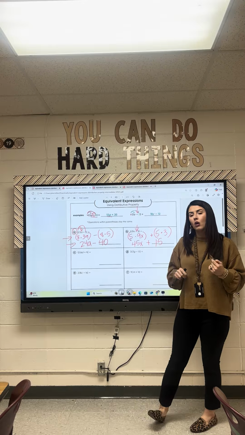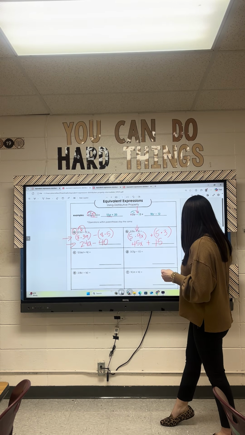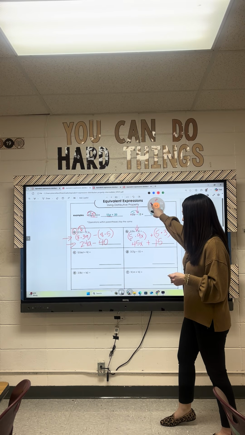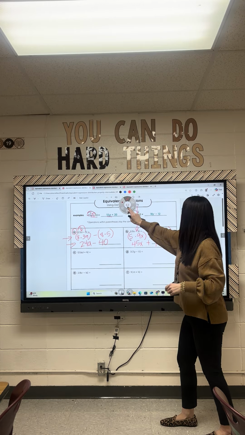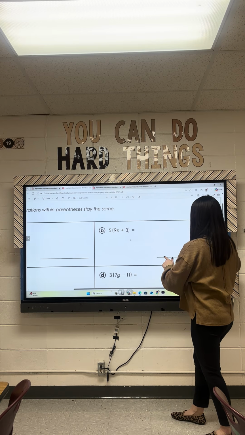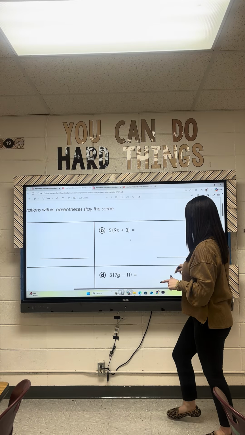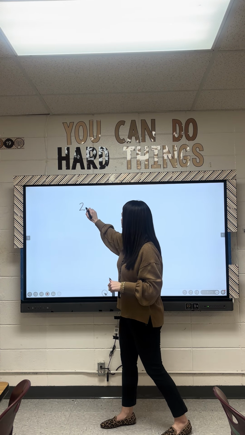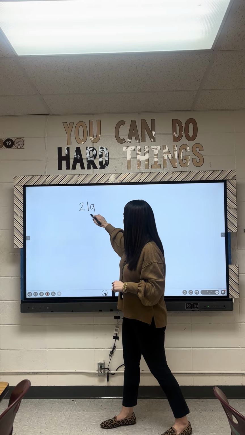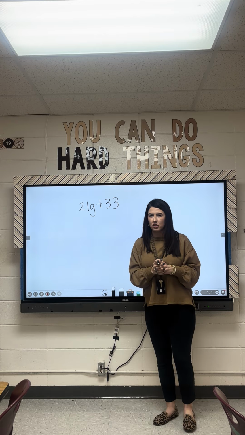Flip your paper over on the back, and I want to do a problem. I'm going to go to my whiteboard. Okay, so what if I had 21g plus 33?